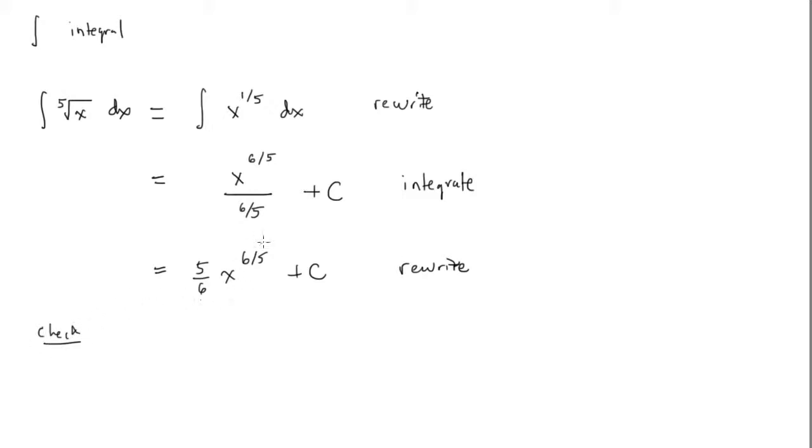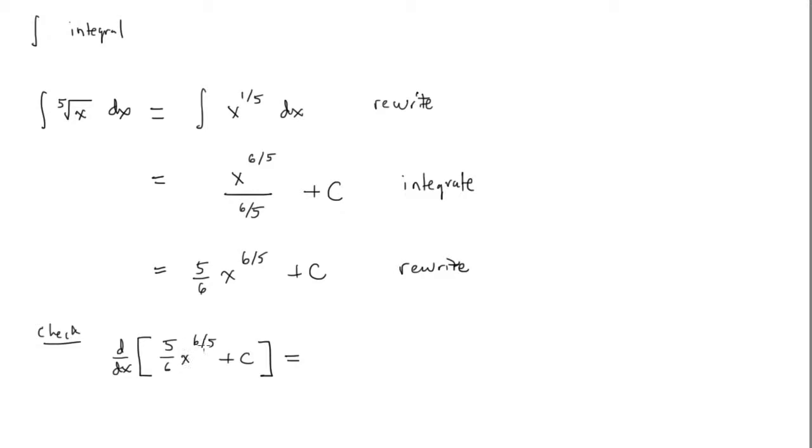One of the easiest ways to check whether or not your answer is correct is just to take the derivative of it again. So if I take the derivative of the answer I got at the end, what I should get is the function I started with. Okay, so integrating and then taking the derivative again, those two operations should roughly cancel each other out, and so I should get this function, the fifth root of x, back. Let's check and make sure that we actually do.